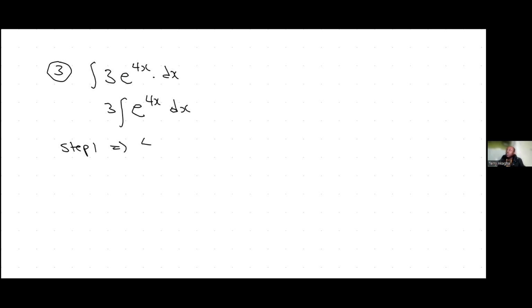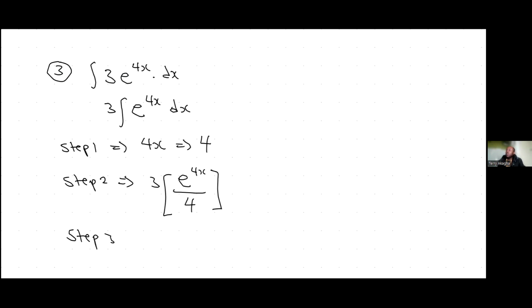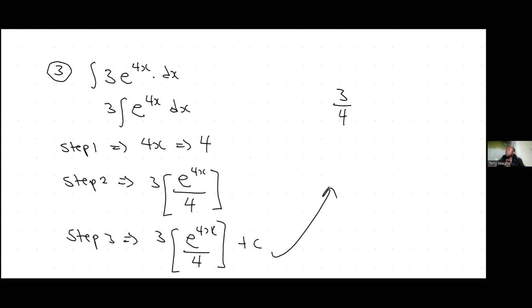The power is 4x. When you differentiate 4x, it's going to give you 4. Now, step 2, we have to divide the original question by 4. So it's going to be exponential 4x divided by 4. Then step 3, we add plus c. So it's going to give us 3 into brackets, exponential 4x divided by 4, plus c. When you open the bracket, it's going to give us 3 over 4 exponential 4x plus c. And that will be the answer for that.